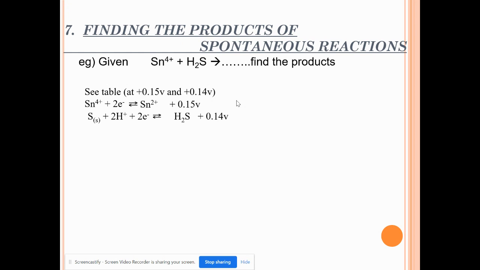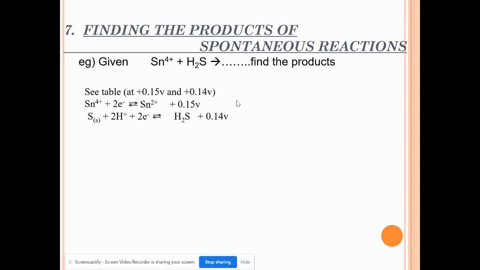Next is finding the products of spontaneous reactions. Again, just keep on going with the Z or S pattern. So you have Sn4+ and H2S. These are our reactants. You find Sn4+ at 0.15 on the left, and our H2S is right below it at 0.14. So it's making the Z pattern. Those are your reactants. Reactants are still reactants on the left.